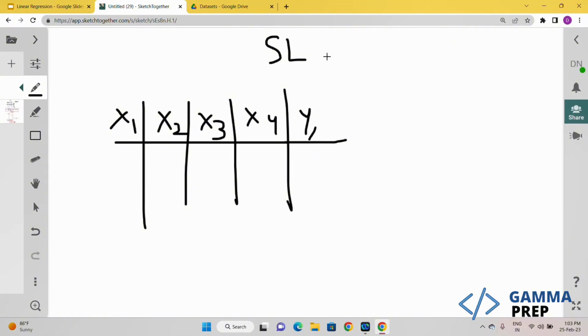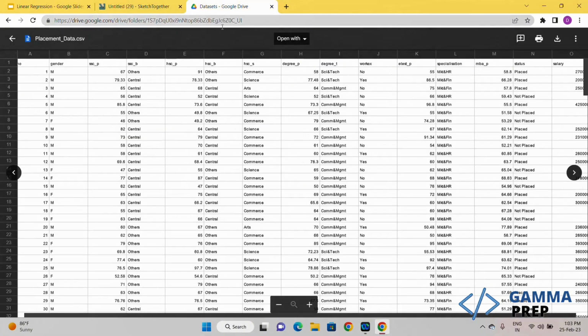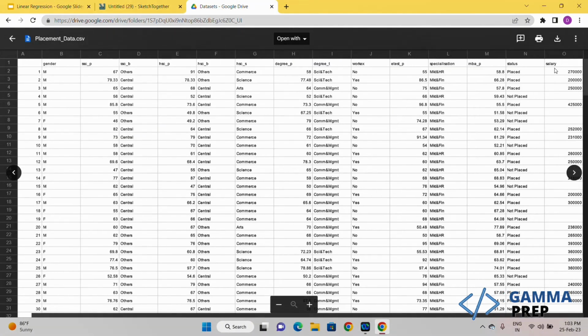Now, supervised learning problems can be of two categories. One is classification, other one is regression. Classification means when your target attribute is going to be a categorical variable, that is, it has some fixed categories. Whereas in regression, when your y is a continuous variable, it is going to be a problem of regression. So if we see our data set and we say that the target is salary, salary is a continuous variable which depends on gender, SSCP, SSCB, HSCP, and so on.